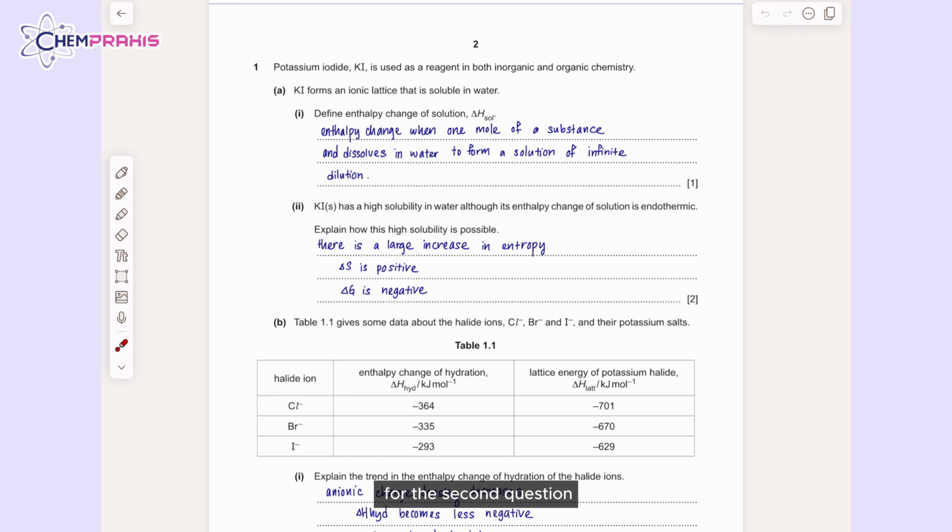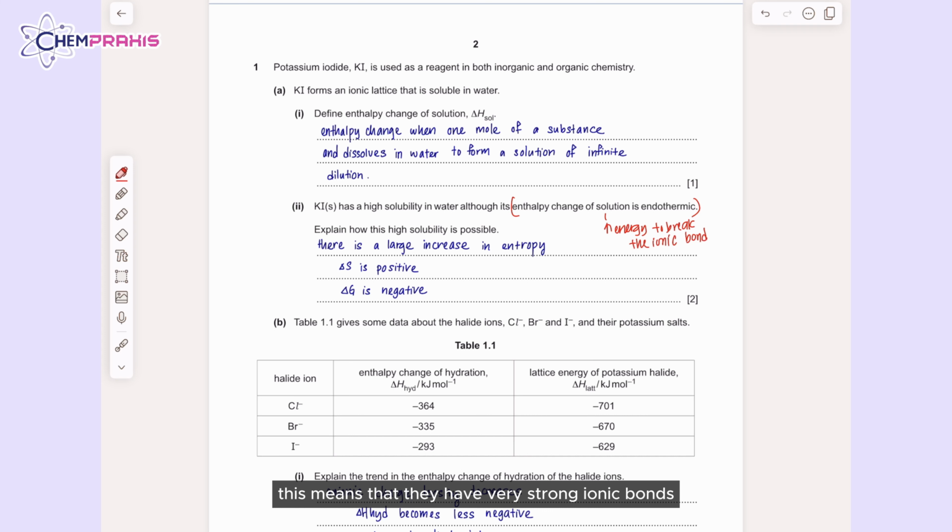While for the second question, potassium iodide has a high solubility in water, although its enthalpy change of solution is endothermic. Explain how this high solubility is possible. Usually, if enthalpy change of solution is endothermic, it means that you need high energy to break the ionic bond. So, if you need high energy to break the ionic bond, it means that they have very strong ionic bonds. They prefer to attract each other, the oppositely charged ions, rather than dissolve in water.